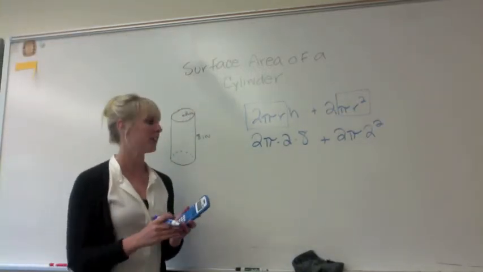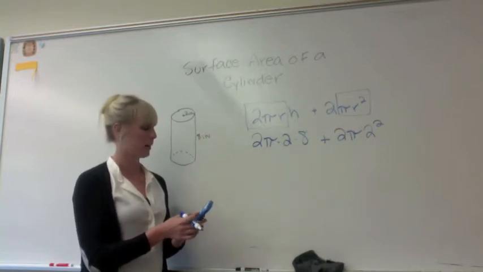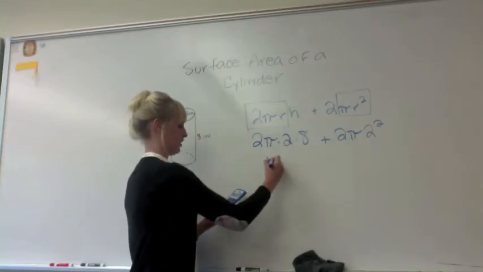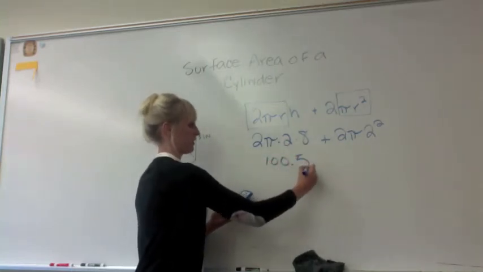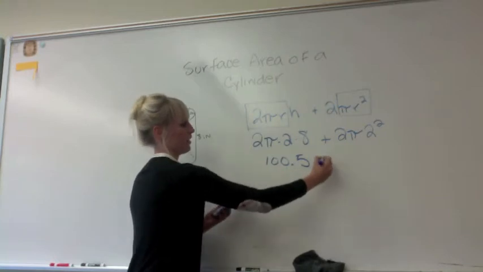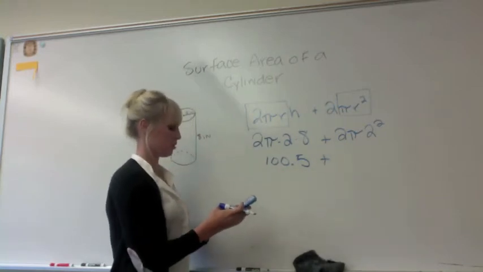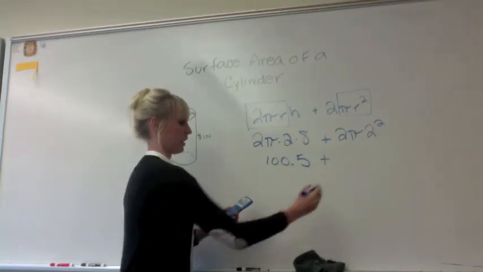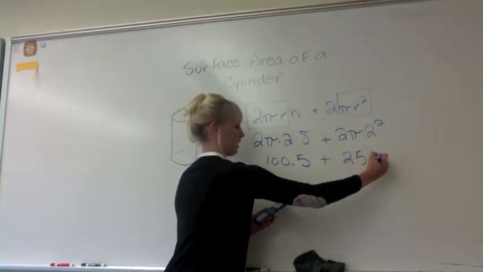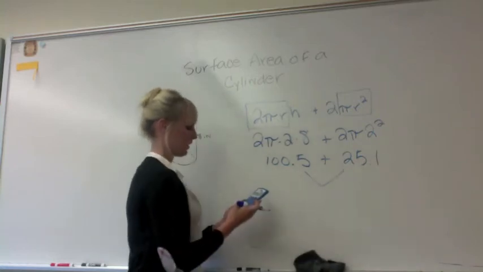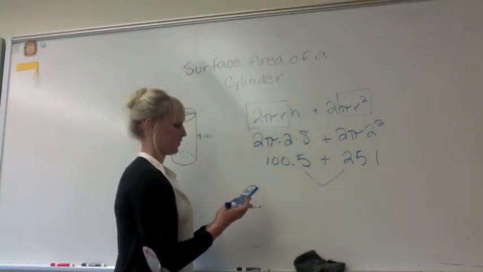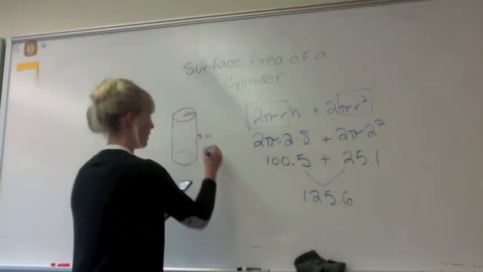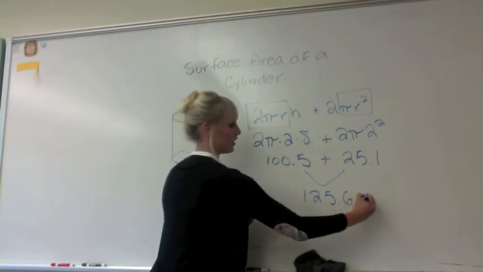All right, so here's my calculator. I'm going to plug it in. 2 pi times 2 times 8 is the same as 100.5 if I round to the nearest tenth. And I'm going to add that to 2 pi times 2 squared, and I get 25.1. If I add these together, I get 125.6, and my units are in inches, so it's inches squared.